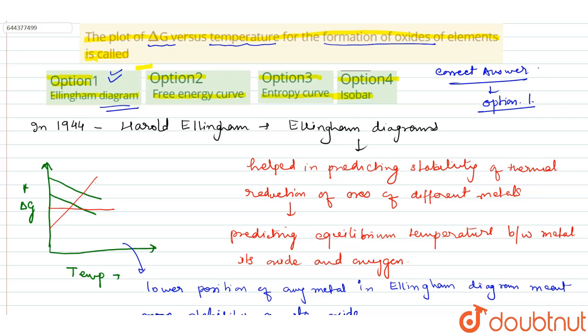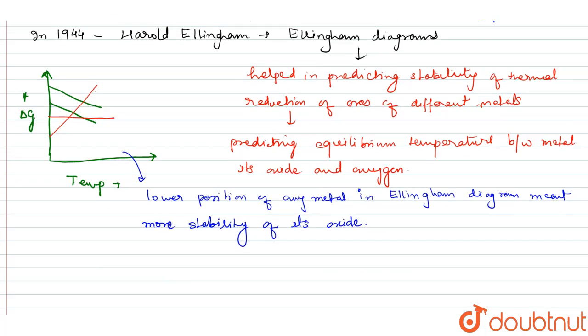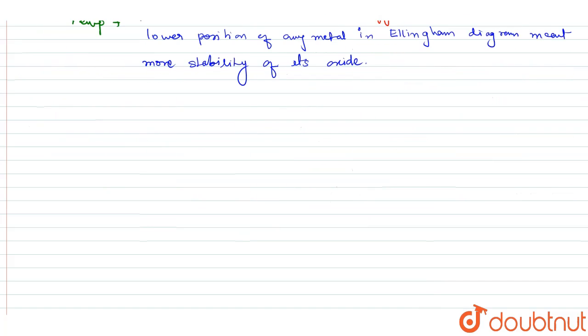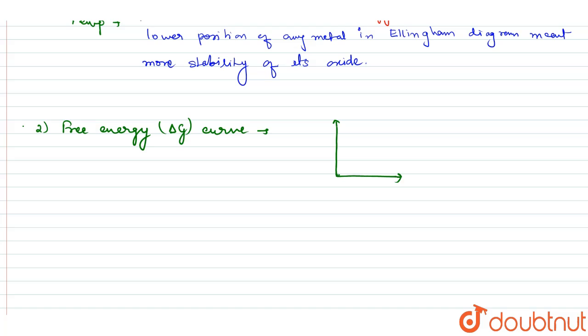So your second option is free energy curve. So we will interpret what the free energy curve is and what its use is. Free energy is delta G, that is Gibbs free energy. They are used simultaneously. Free energy curve is also a curve of delta G versus temperature, that is Gibbs free energy versus temperature, and this curve is used for phase diagrams.